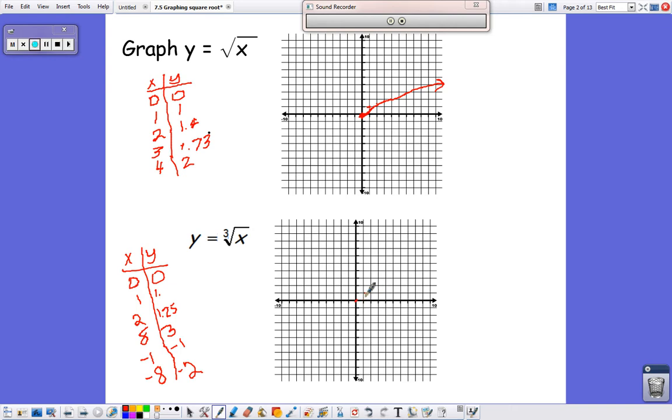So when I graph this, I graph 0, 0. I graph 1, 1. I could graph that 1.25. And then if I jump down here to 8, that's when it's going to hit the 2 mark. And then I do the negatives, -1 and -8. And you quickly find out that this thing ends up looking like what I call an S curve. Okay, so the cube root is actually going to look like an S curve.